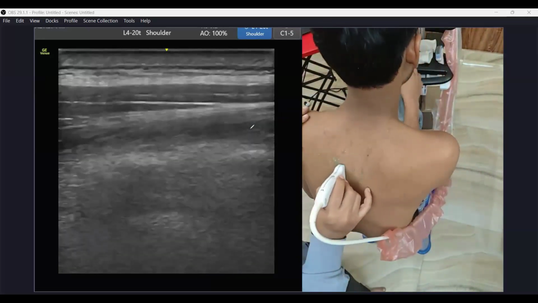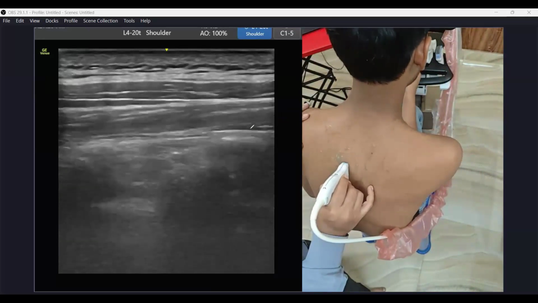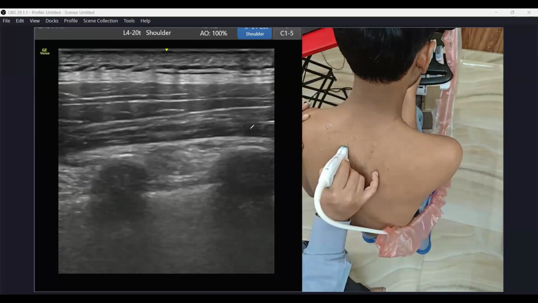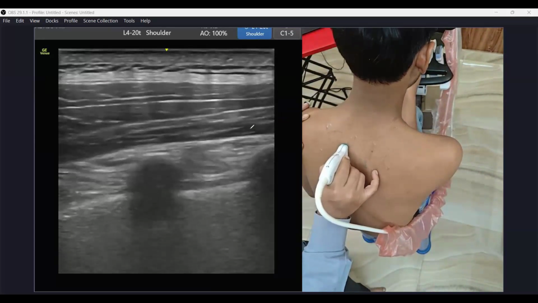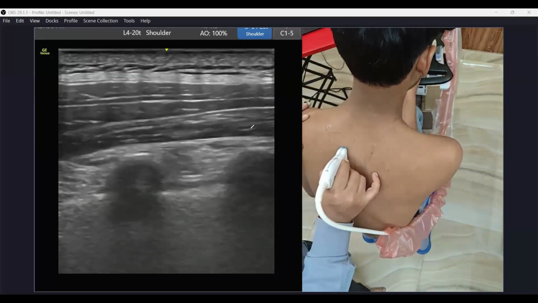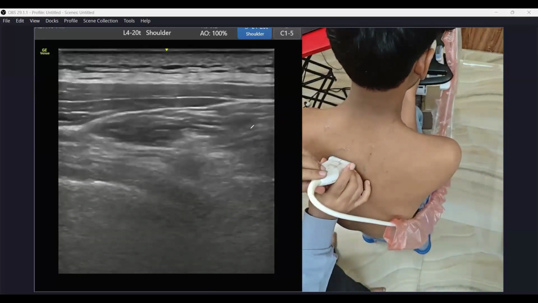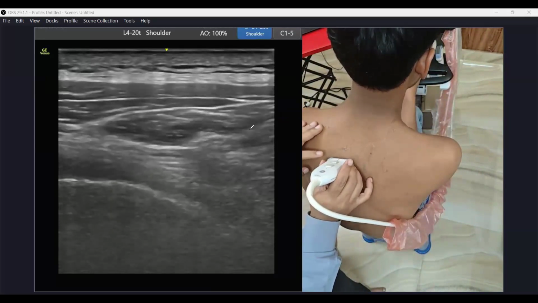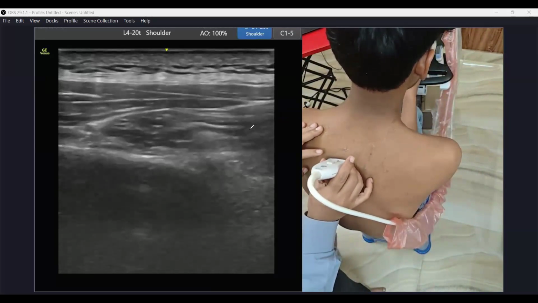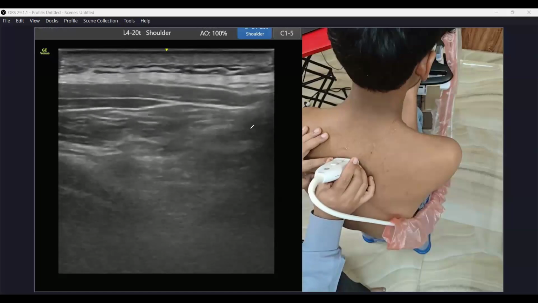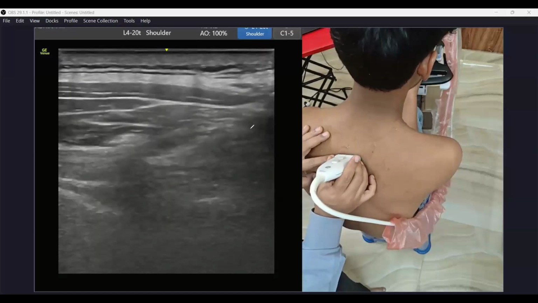Okay, so I'm going up. So I can see three layers: trapezius, rhomboids, and erector spinae. Now here I am going for a rotation movement so that I can show you. You can see this trapezius and rhomboids, and I am going medially in the thoracic area. I am going medially.